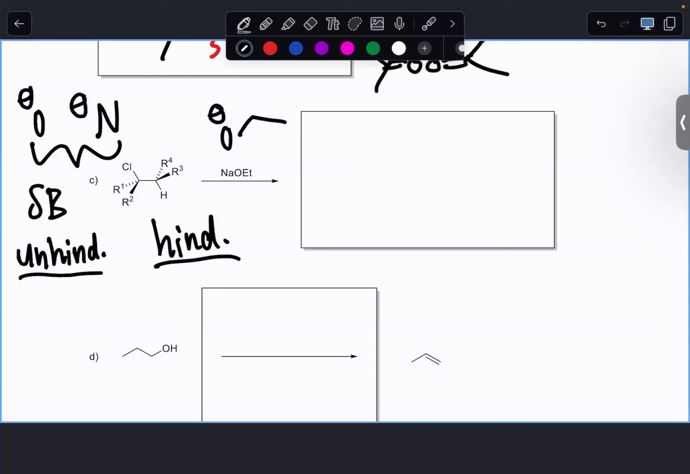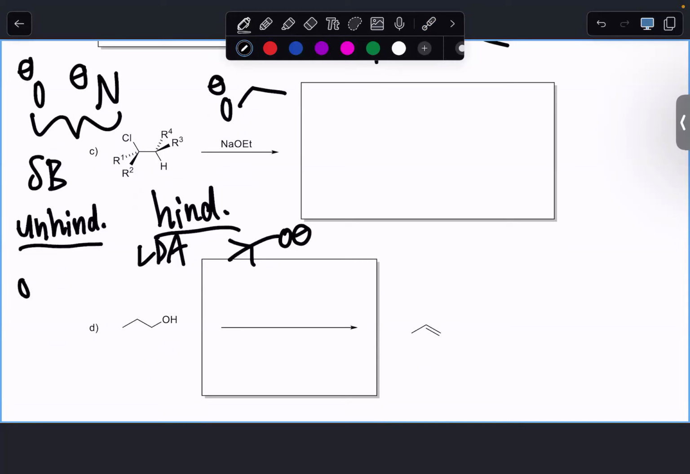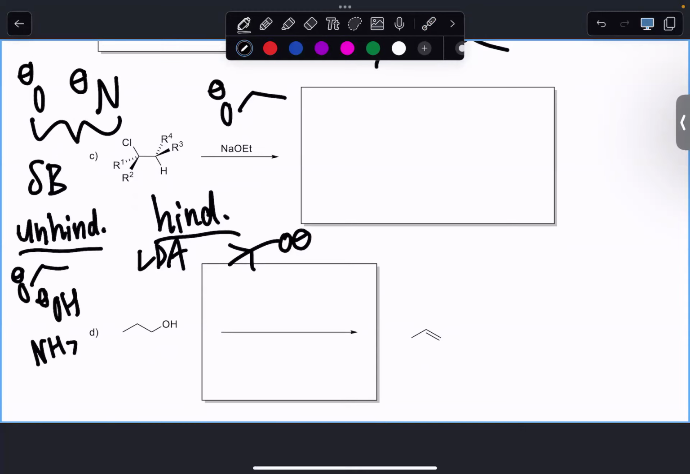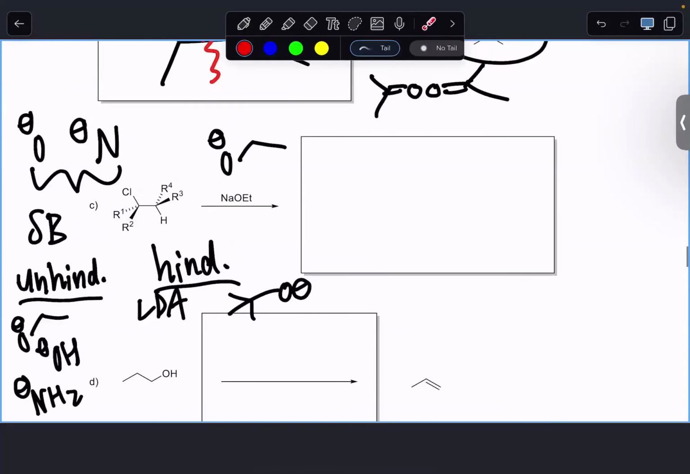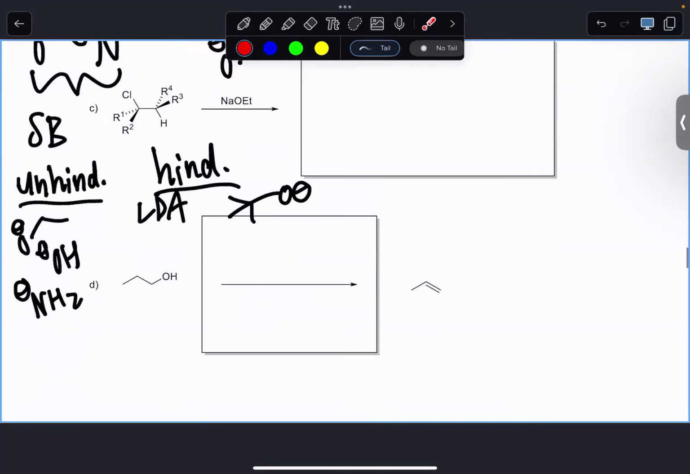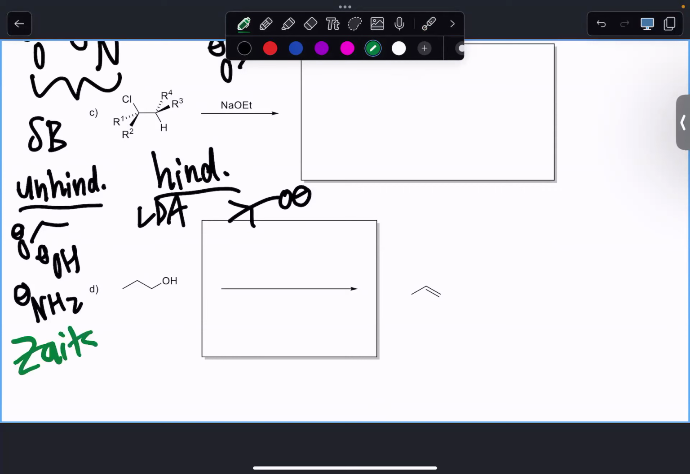The LDA is one of them. Yep, and tert-butoxide, or that chicken leg base, right? And everything else, like ethoxide, NaOH, NH2 minus, anything else, is an unhindered base. So if we have an unhindered base, do we want to go for the Zaitsev or Hoffman E2? Zaitsev, we want to make the more stable double bond. Hindered base goes for the Hoffman.